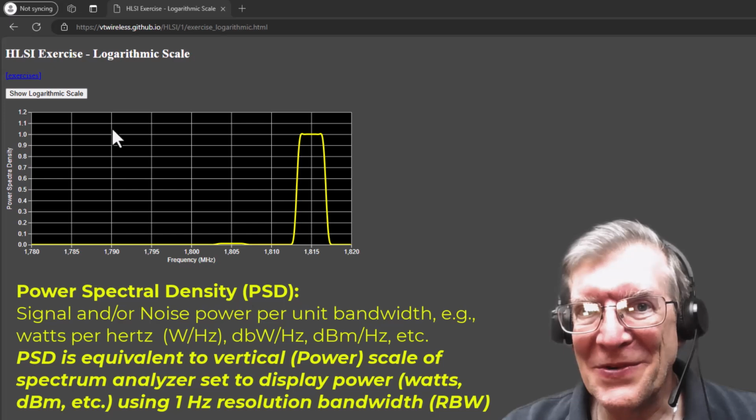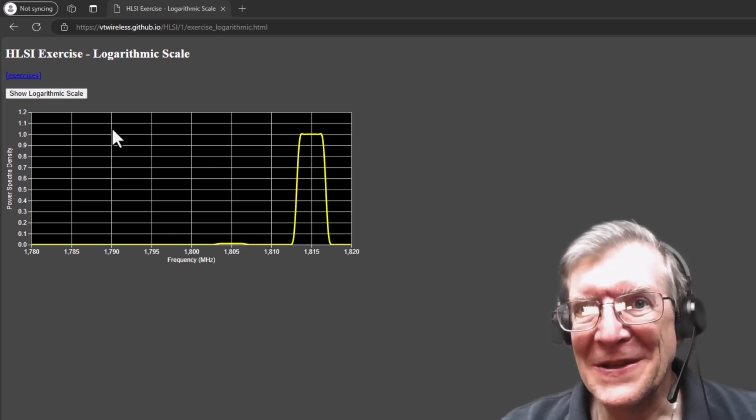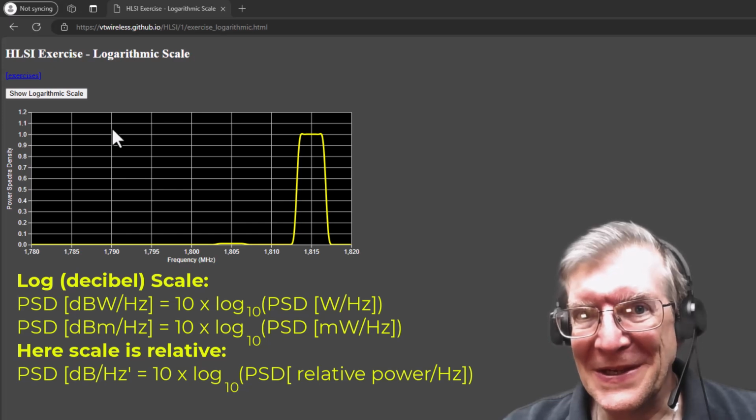The only control on the screen is one that lets you switch between units such as watts per hertz and logarithmic units such as dBm per hertz. But again, the vertical axis in this case is relative.